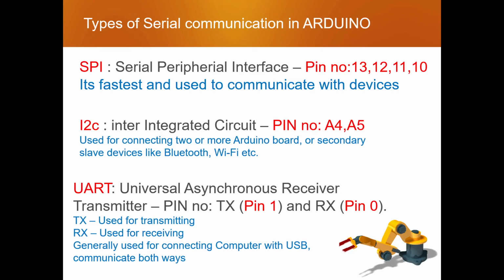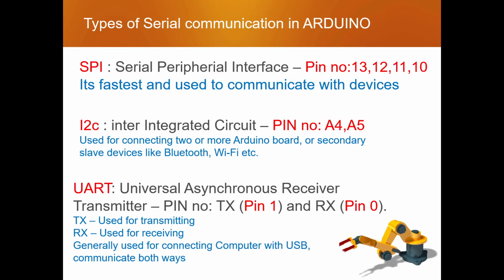In Arduino there are different types of serial communication, and different pins are allotted for that. First is SPI, that is serial peripheral interface. It is the fastest and used to communicate with devices. Suppose I have connected any device or component at pin number 13, 12, 11, 10. Then that port is called SPI. When you want to keep the delay time very low and response time very fast, you will be connecting your component at these positions.